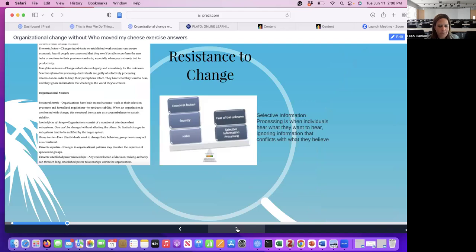Resistance to change. There's economic factors, security, habit, fear of the unknown, and selective information processing. Selective information processing is when individuals hear what they want to hear, ignoring information that conflicts with what they believe. Careful, resistance to change is one of the top 2 reasons why change efforts fail.